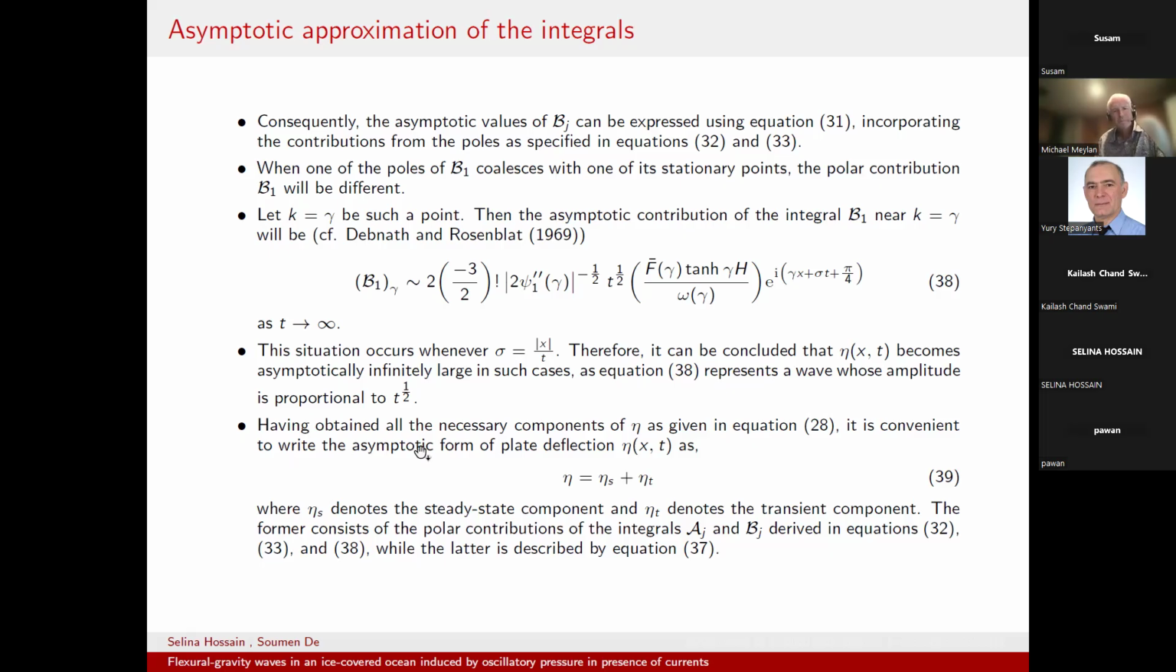Now evaluating all the necessary components of eta as given in equation 28, we can write the asymptotic form of plate deflection eta as eta equal to eta_s plus eta_t, where eta_s is the steady state component and eta_t is the transient component. The steady state component comes from the polar contribution of the integrals, and the transient part comes from the stationary points of the integrals.